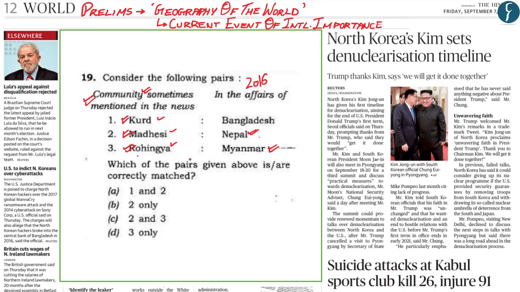And in similar terms, questions were asked in the prelims of 2017 and in the prelims of 2018 on either some community, city, or town which is often mentioned in the news. And they're often mentioned in the news because some current event of international importance has happened within that town or city or with that community.